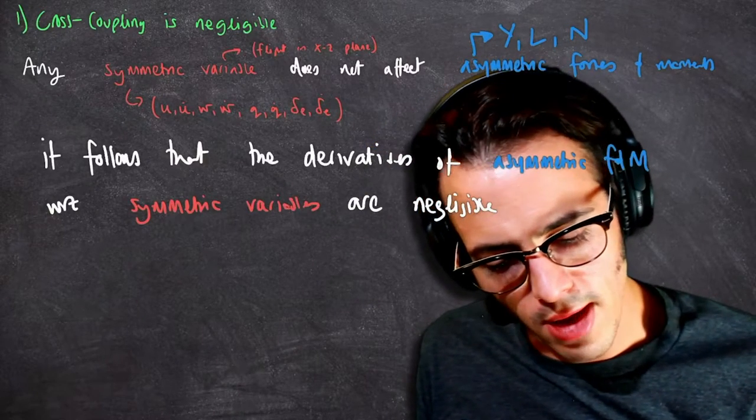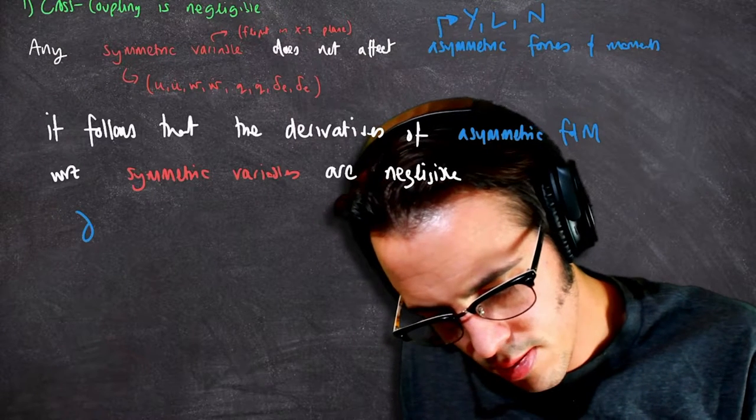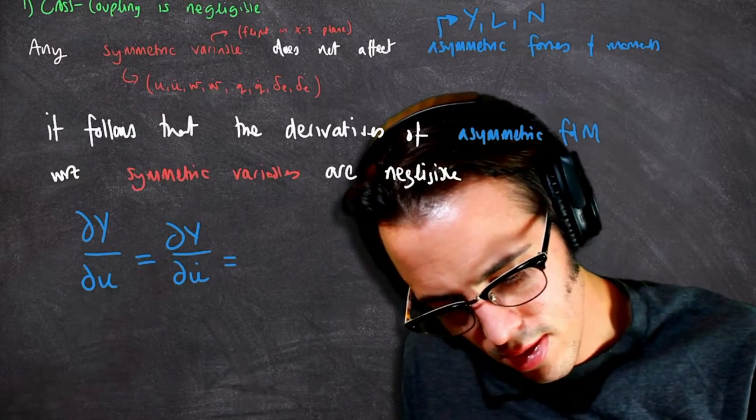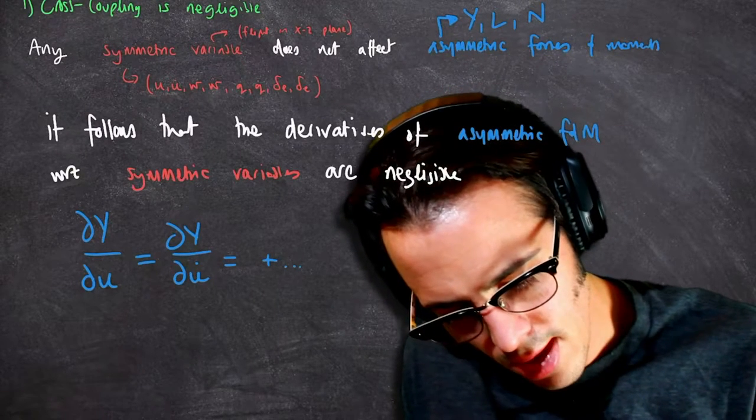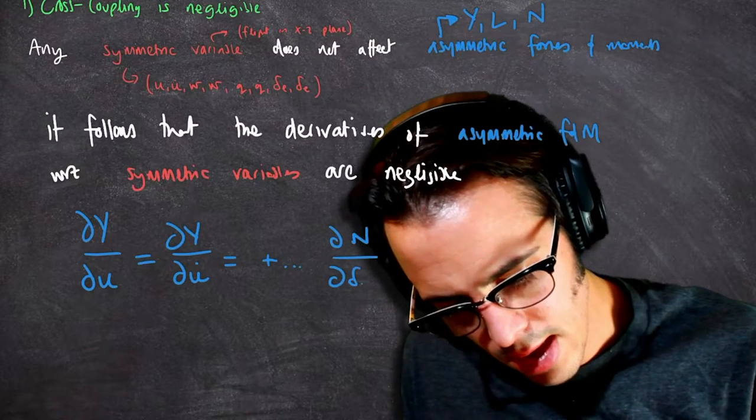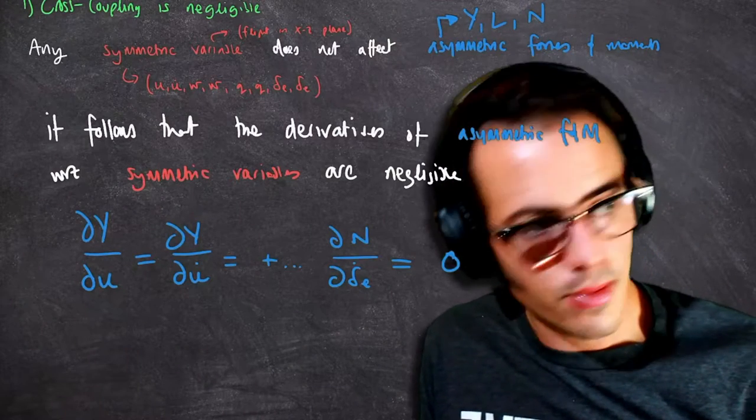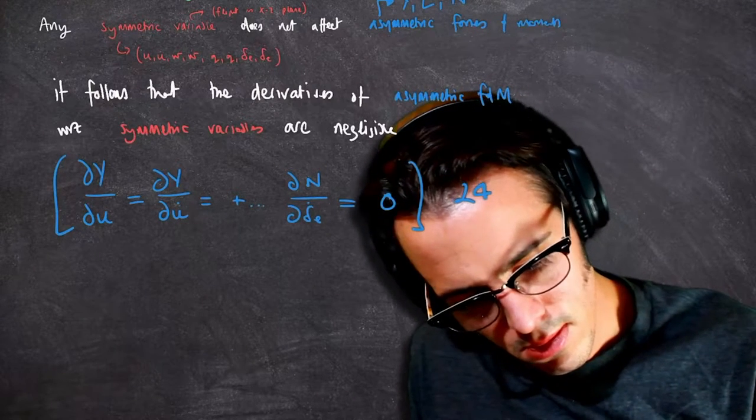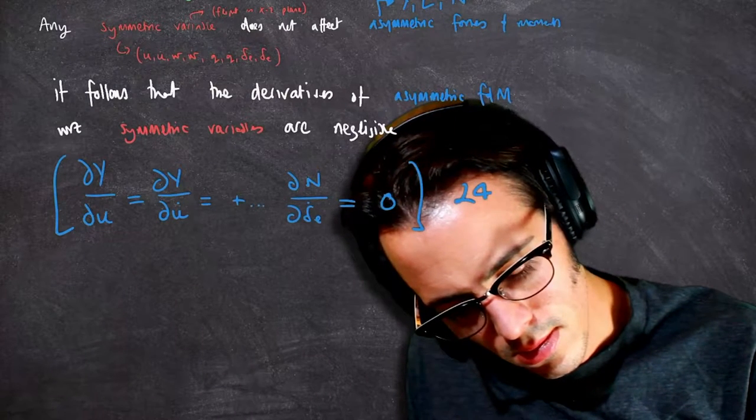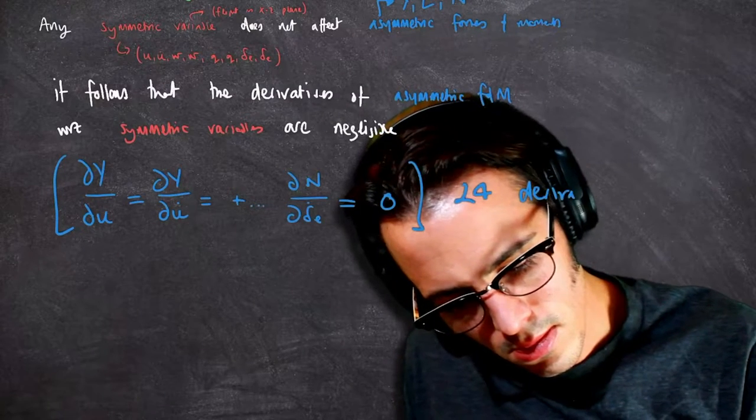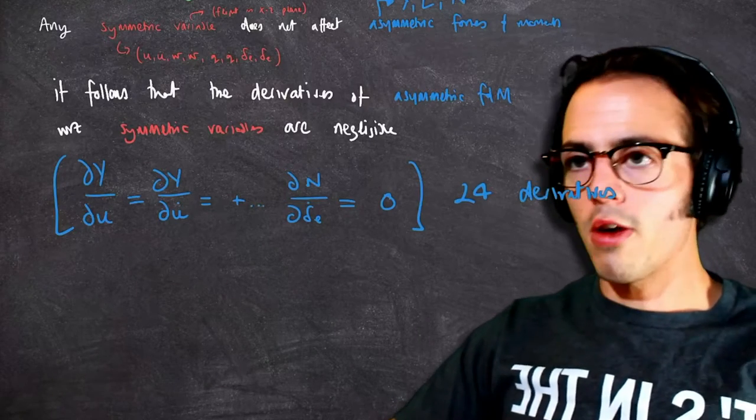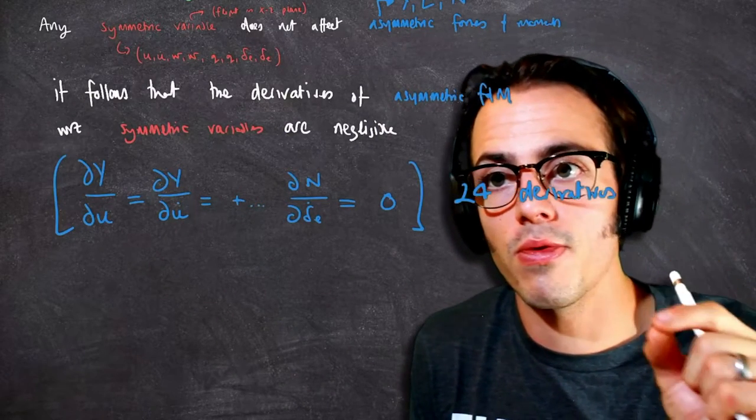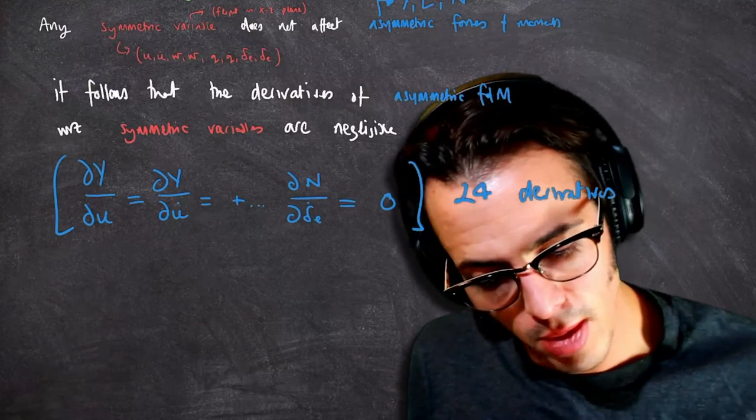So I'll start to write these out. I'm not going to write out all of them, but we'll just say, for example, dY by dU is equal to dY on dU dot all the way through to all of those variables, all the way through to dN on d delta E dot. Those are all going to be zero. Like we say, we've got 24 of those in total that we can get rid of. So it also follows that if this is true, then the opposite is going to be true as well. So the derivatives of the symmetric forces and moments with respect to the asymmetric variables are also going to be negligible.